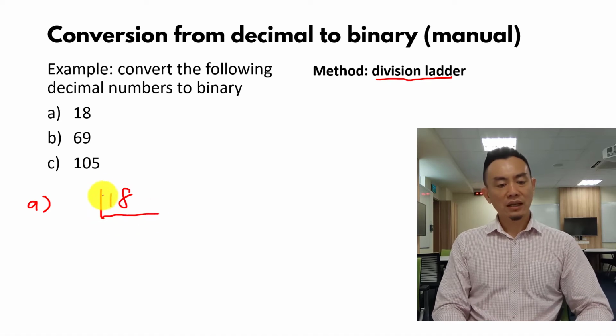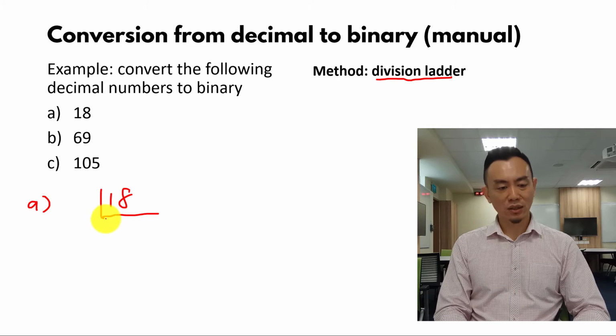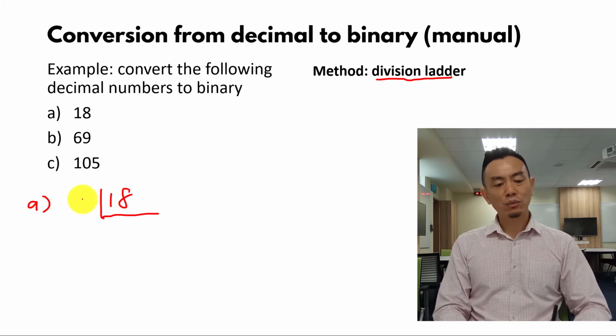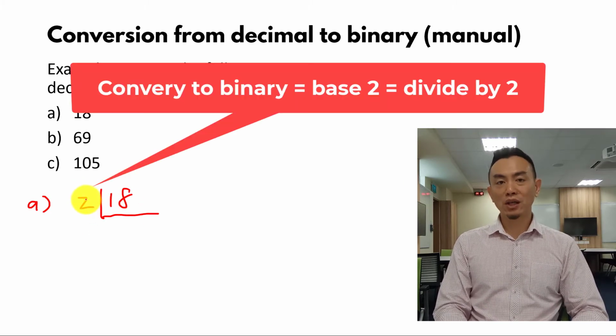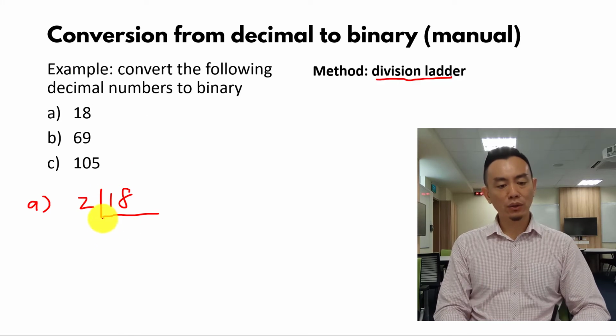It's like those ladders that we draw for LCM and HCF, right? We just write an L here and then we divide by 2. We divide by 2 because we're going to convert to binary. If you're going to do other bases, you just divide by whatever number it is. Divide by 2, you're going to have 9, right?